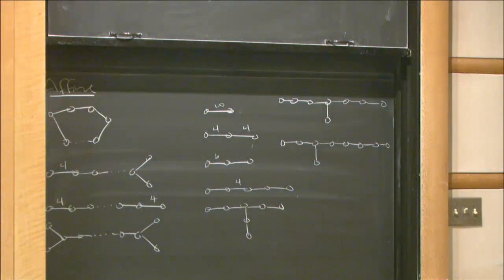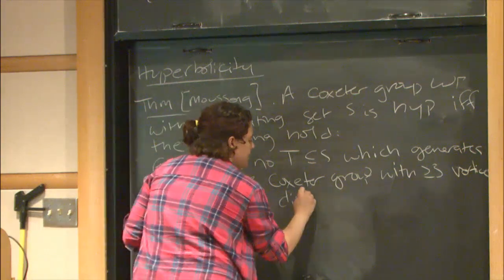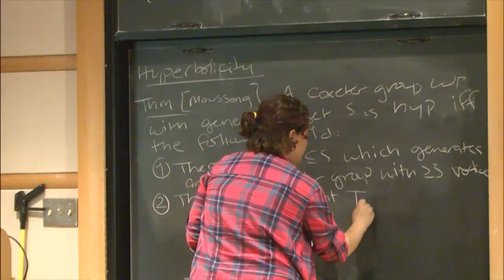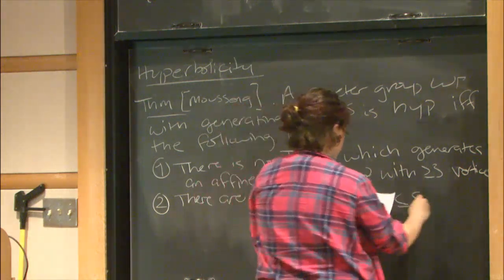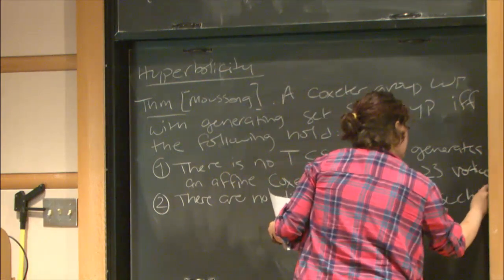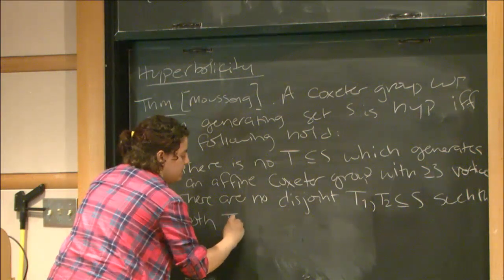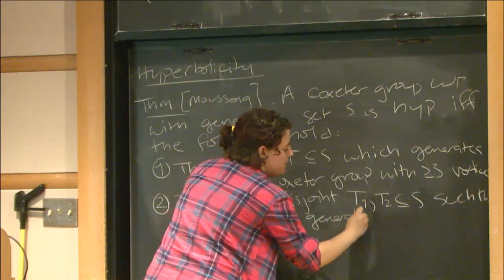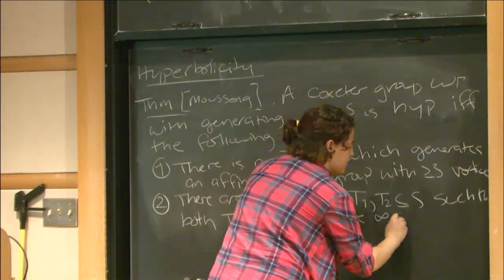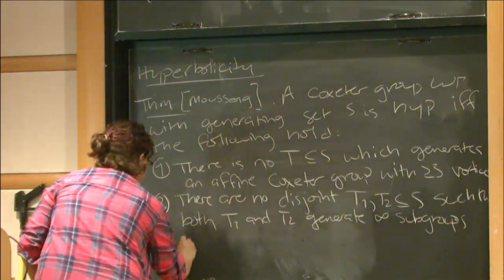All right, so the other thing that has to be true for it to be hyperbolic is there are no two disjoint subsets of the generators such that both T1 and T2 generate infinite subgroups, and they commute.